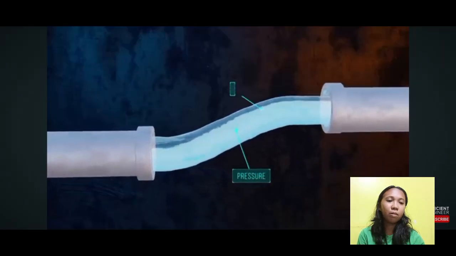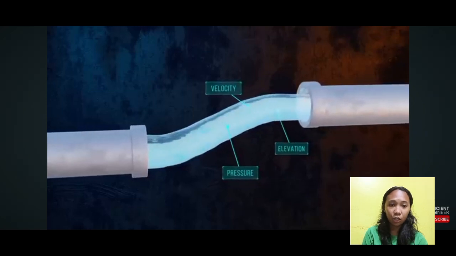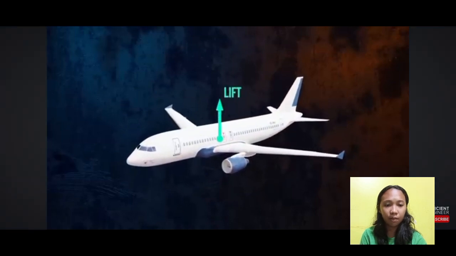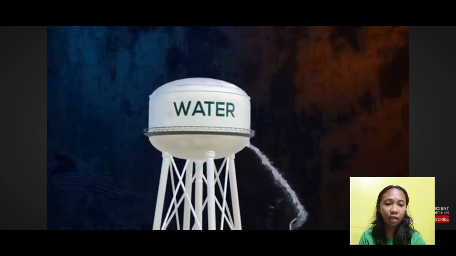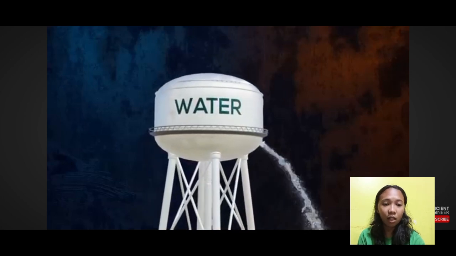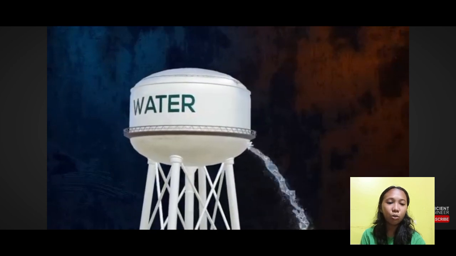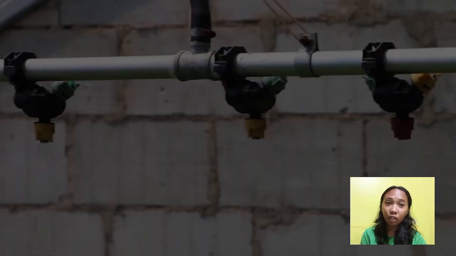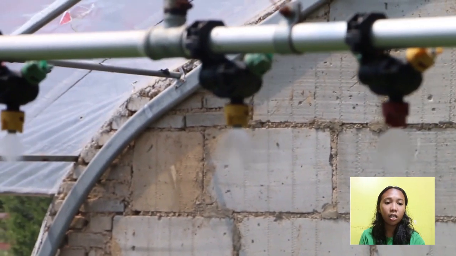So Bernoulli's principle describes the relationship between the speed of a fluid and its pressure. In simple terms, when a fluid moves faster, the pressure within it decreases. This principle applies to both liquids and gases, making it fundamental in understanding various natural and engineered systems, including the mechanics of flight. When air flows over a surface, its speed and pressure change based on the shape of the surface.